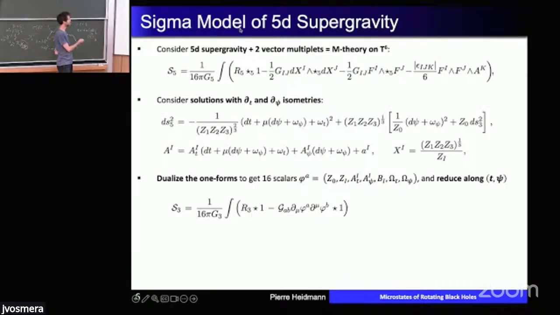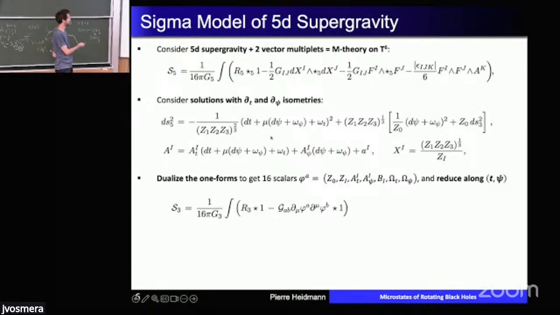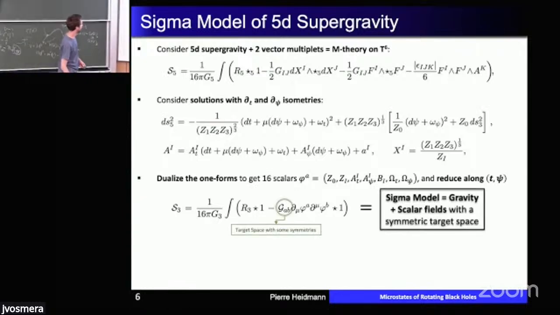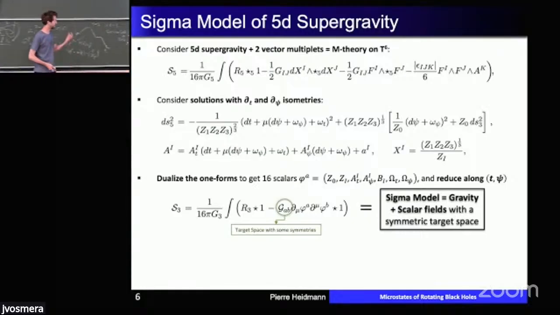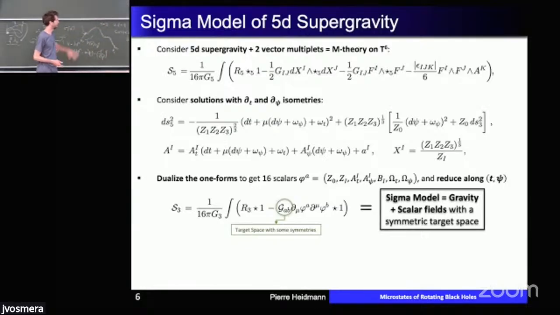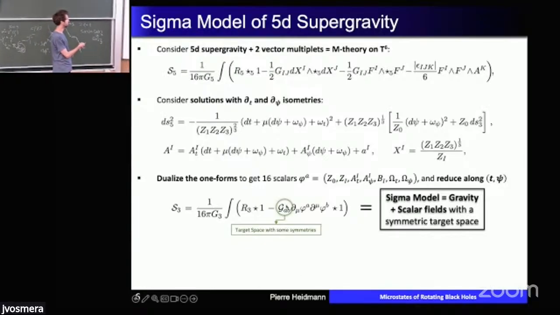an Einstein-Hilbert term coming from the Einstein-Hilbert term in 5D, plus 16 scalars, which are non-trivially coupled, obviously. And the coupling depends on this J_AB here. So this J_AB is called the target space of your sigma model. So this is a sigma model, essentially. A sigma model is gravity plus scalar fields. The scalar fields have a non-trivial target space, which is captured by this metric G_AB, which is 16 by 16 here.